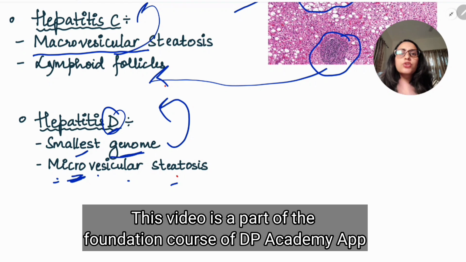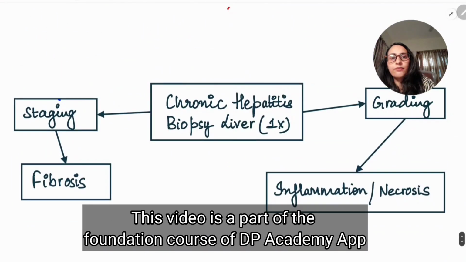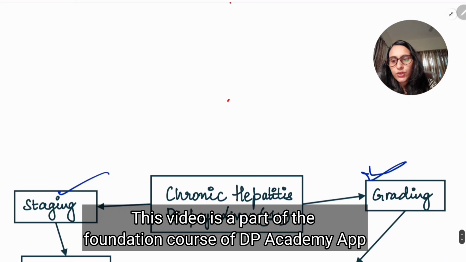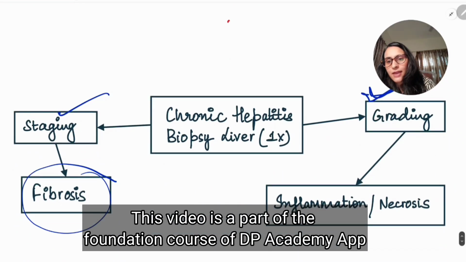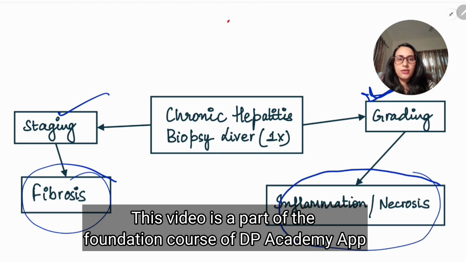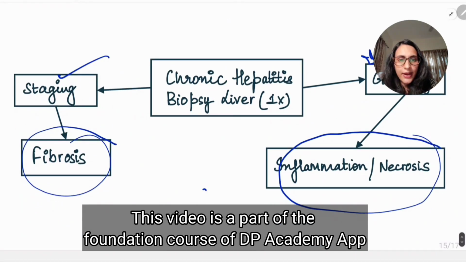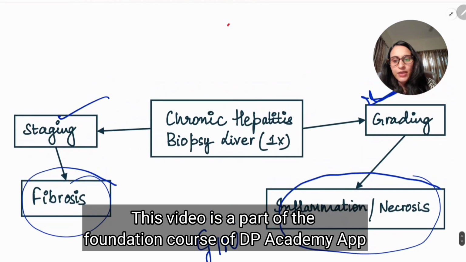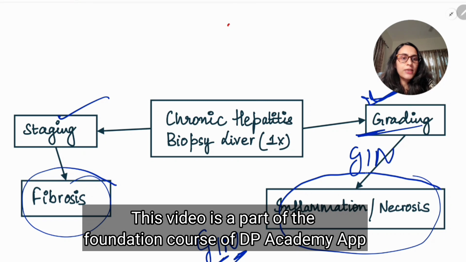Remember, biopsy of the liver is not recommended for acute hepatitis, but in chronic hepatitis, for staging and grading, you need to do the biopsy. Staging is based on how much fibrosis has occurred, and grading is based on how much inflammation and necrosis has occurred. How to remember this? Write GIN: grading is based on inflammation and necrosis, and staging is based on fibrosis.